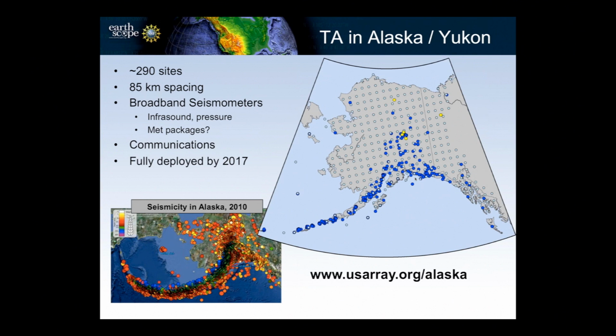They will have communications. It's not clear how many will have real-time telemetry of broadband 40 sample per second data, and that's because not all of Alaska has cell coverage. So one of the big challenges is making as much of this data available in near or real time. And so there may be the opportunity to use either satellite telemetry or Iridium modems.